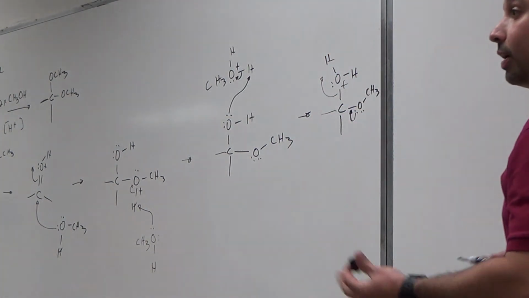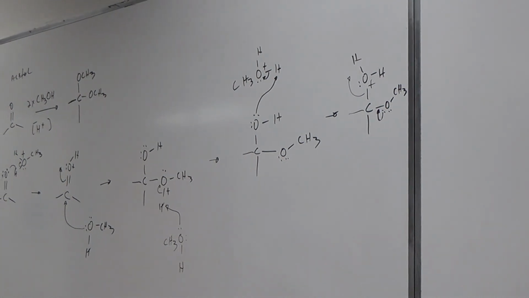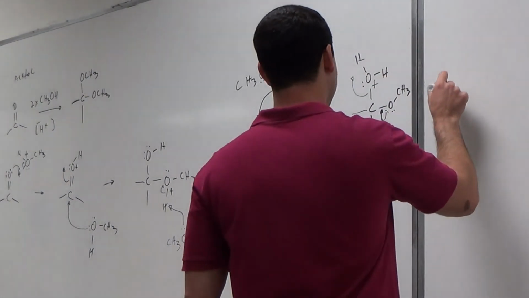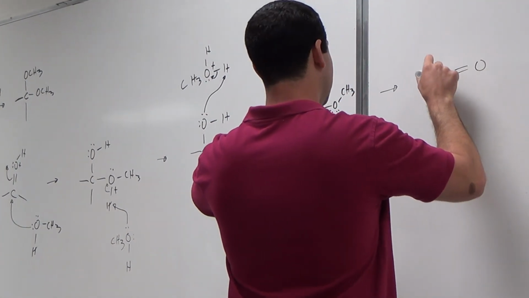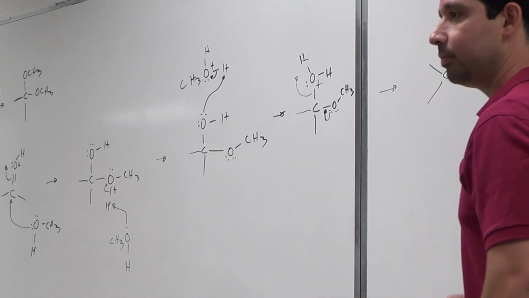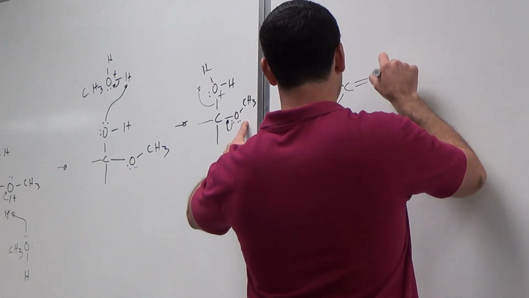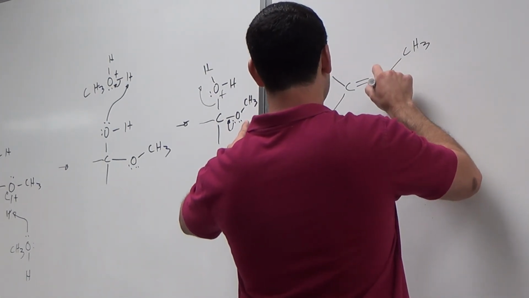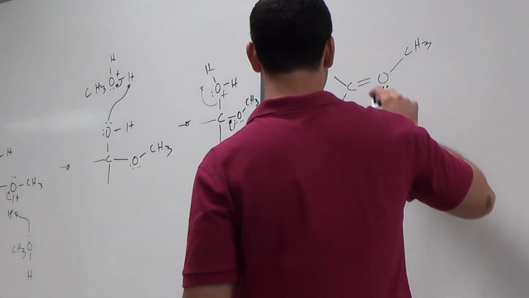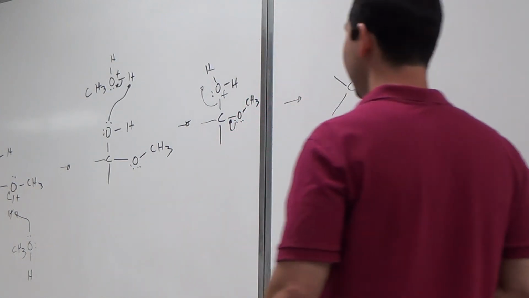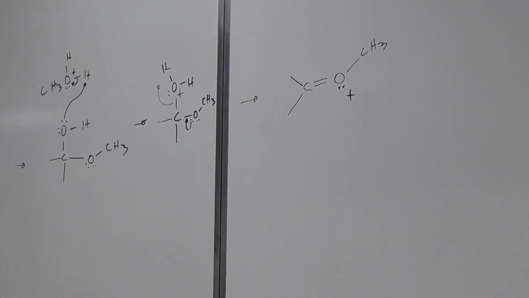Which one didn't you understand? You've got to ask. Oh, you understand? Okay. Now what happened? The water left, and now we have this. A carbon with a double bond to the oxygen, and this oxygen has CH3 and one lone pair. That oxygen is positively charged. And now that looks again like a carbonyl, yes?